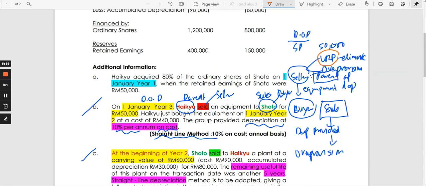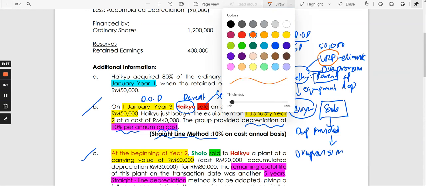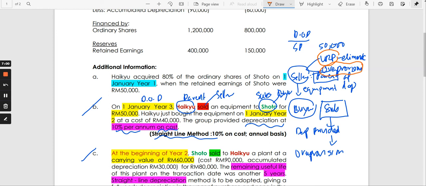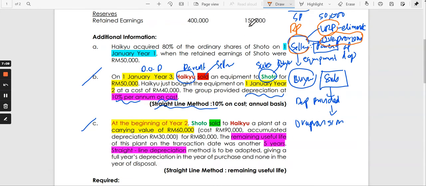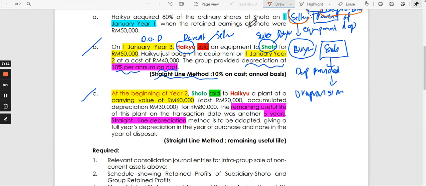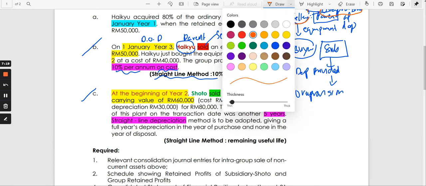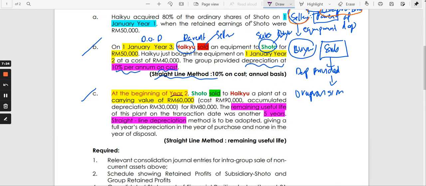One is the unrealized profit before you can do your consolidation. The second one is the over provision, and that will be done in the retained profit of the seller. That was the first thing. We will be doing that. The next one is the second situation here. So in this second situation, which is in C, the date of disposal is the beginning of year 2. So this is the date of disposal.